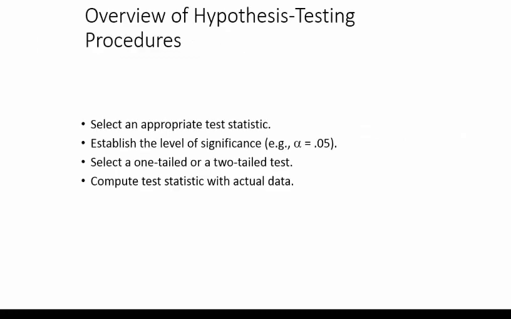So the steps in hypothesis testing are to select the appropriate statistical test, and establish the level of significance. So what statistical result will you need to get to say, yes, there are differences between the variables? For the NHANES data, we will use 0.05. And then you select a one-tailed or a two-tailed test, and we will select two-tailed for this. And then you'll compute the statistic with the data using SPSS.